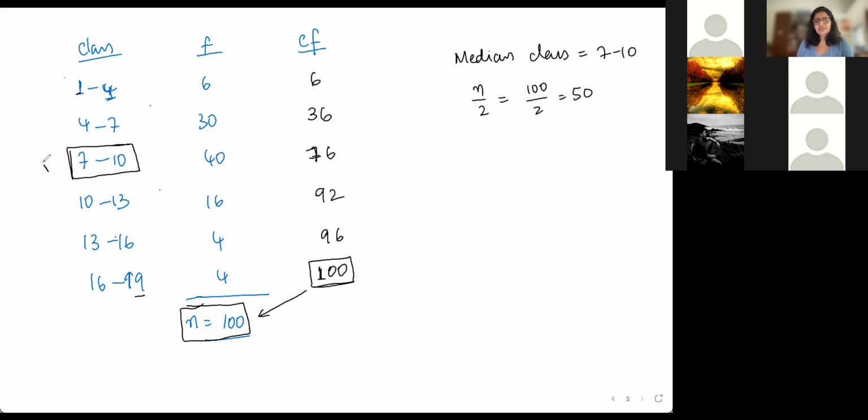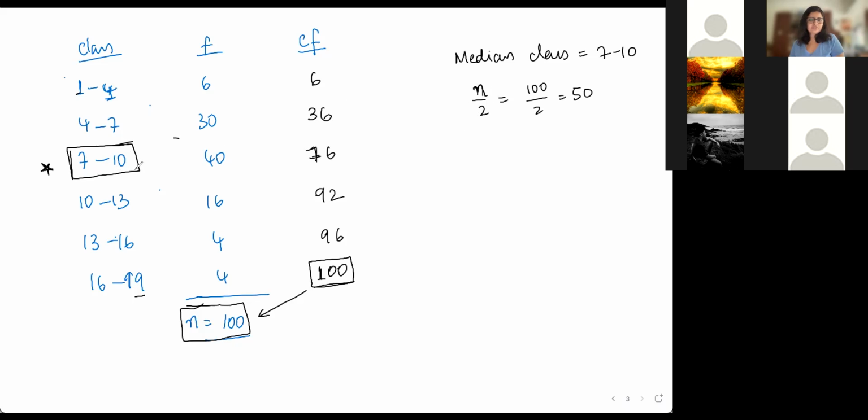This is your key point because your whole formula depends on you figuring this out correctly. Your L, your F, CF, all of that depends on this. What you're doing is n by 2, figuring out where the central value is. You figured out the cumulative, 36 covered up to here, then 37, 38, 39, all of that is falling in this particular interval. So the 50th also is falling in this interval. Up to 76 you're getting here. So this is your median class.